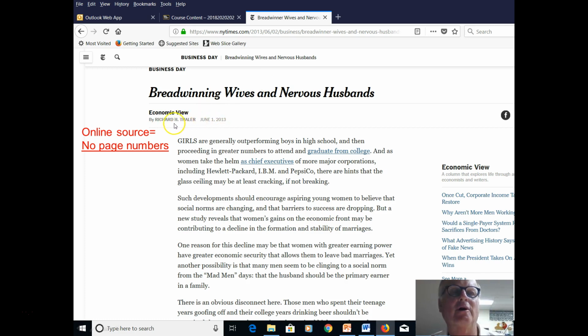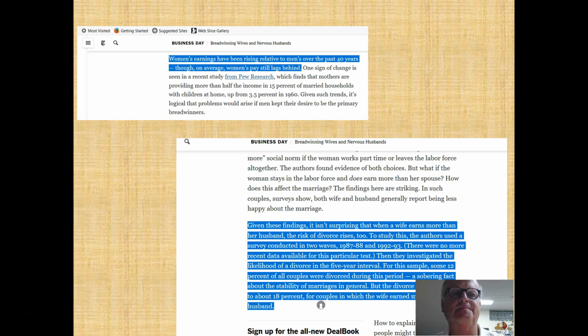The first one is an article by Richard H. Thaler. It was published in the New York Times. You can see that by the Times symbol up here. Here's the date, June 21st, 2013, and here's the title, Breadwinning Wives and Nervous Husbands. This is an article about marriage. Note that it's an online source, so it doesn't have page numbers. So this is my first source, Thaler, 2013, Breadwinning Wives and Nervous Husbands, New York Times.